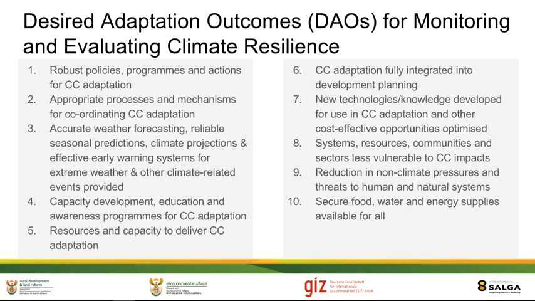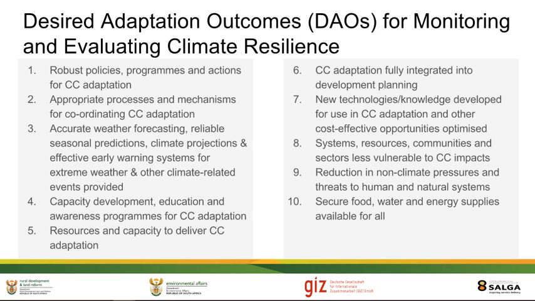The Department of Environmental Affairs has also developed a set of desired adaptation outcomes, or DAOs. These were developed to assist with the monitoring and evaluation of South Africa's progress in moving towards a climate-resilient society. These DAOs are outcomes to be achieved in the future that would result in South Africa being climate resilient. The DAOs were developed from the sector-specific adaptation priorities that are identified in the National Climate Change Response White Paper.